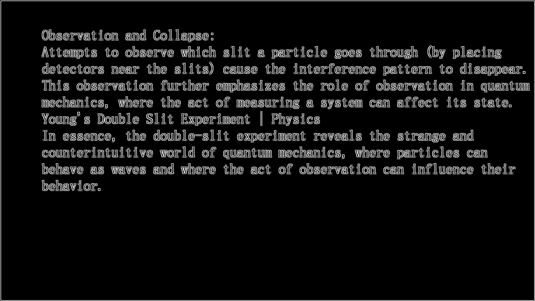Observation and collapse: attempts to observe which slit a particle goes through by placing detectors near the slits cause the interference pattern to disappear. This observation further emphasizes the role of observation in quantum mechanics, where the act of measuring a system can affect its state. Young's double-slit experiment physics: in essence, the double-slit experiment reveals the strange and counterintuitive world of quantum mechanics, where particles can behave as waves and where the act of observation can influence their behavior.